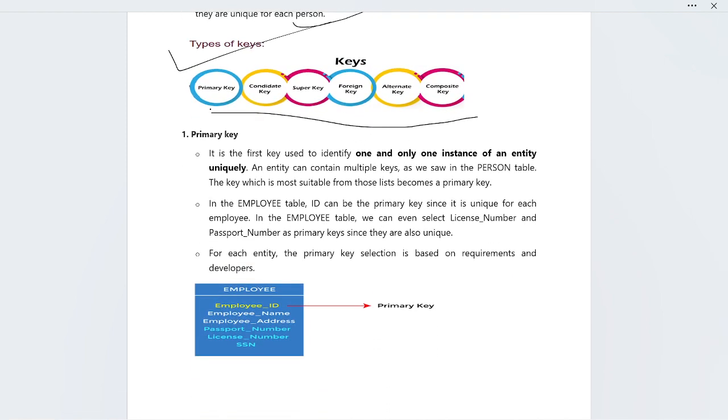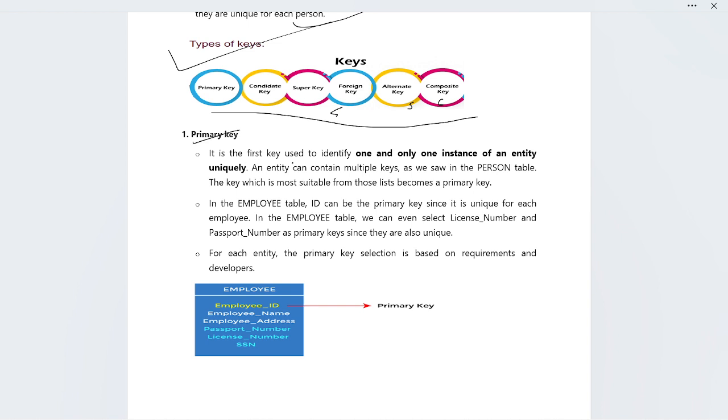First one is primary key, second is candidate key, third is super key, fourth is foreign key, fifth is alternate key, and sixth is composite key. There are many others, but these are the main ones which we need to know about. First I am explaining primary key.